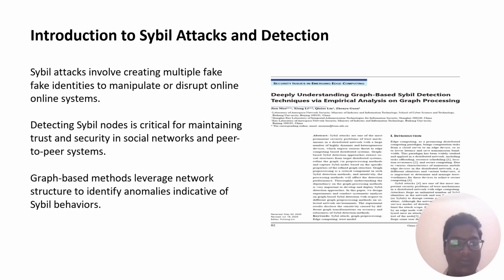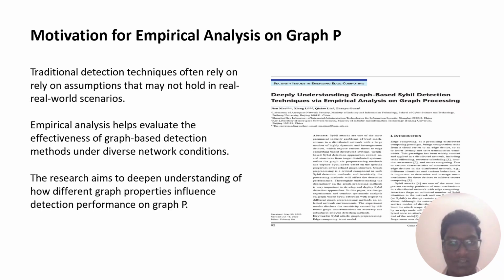Detecting Sybil nodes is critical for maintaining trust and security in social networks and peer-to-peer systems. Graph-based methods leverage network structure to identify anomalies indicative of Sybil behaviors. And we can see the image of deeply understanding graph-based Sybil detection techniques via empirical analysis on graph processing.